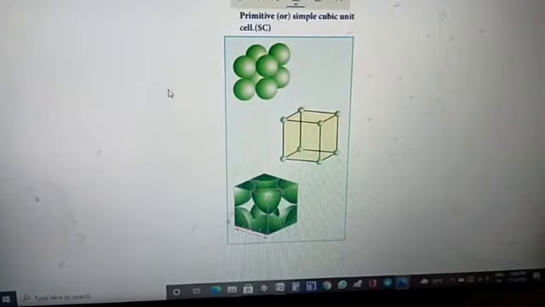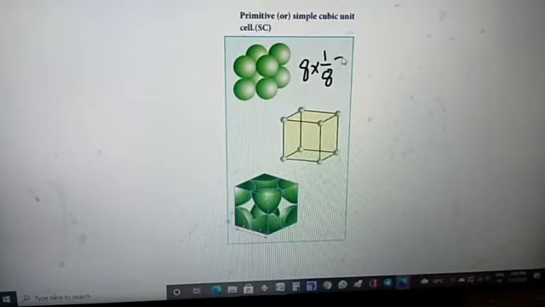Since each cubic unit cell contains 8 atoms at its corners, the total number of atoms in one unit cell is equal to 8 into 1/8. How much? 8 into 1/8. Because the total number of atoms is 8, and 1/8 of each atom belongs to that unit cell. So 8 into 1/8, how much do we get? We'll get 1 atom. The 8 gets cancelled and we get 1.